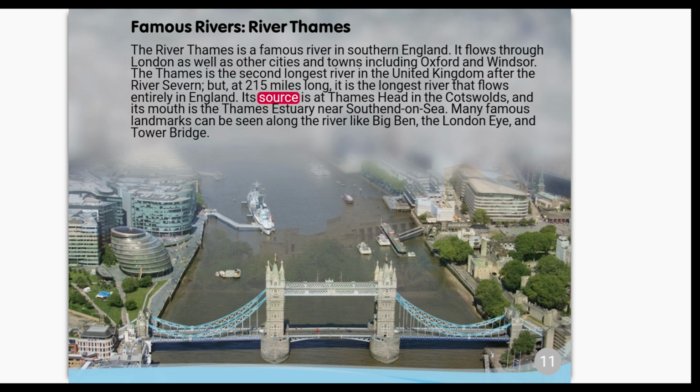Its source is at Thames Head in the Cotswolds, and its mouth is the Thames estuary near Southend-on-Sea. Many famous landmarks can be seen along the river like Big Ben, the London Eye, and Tower Bridge.